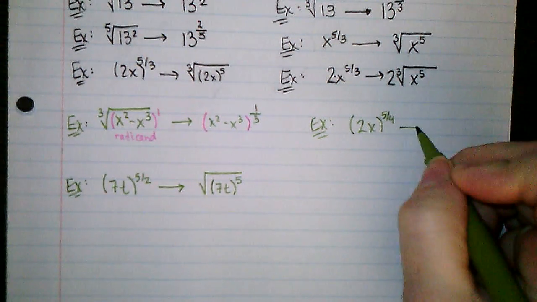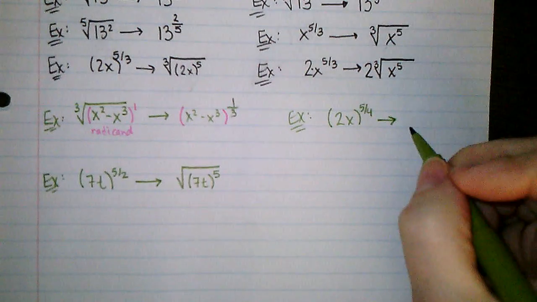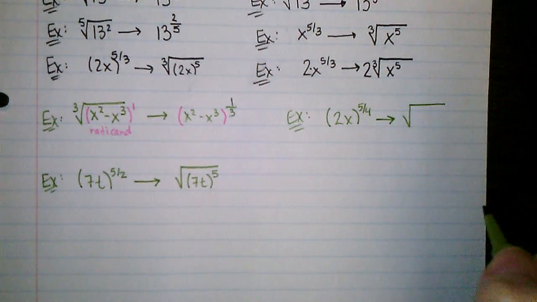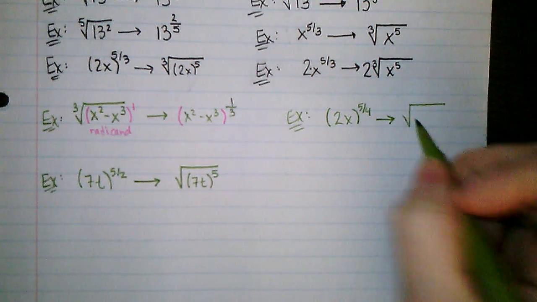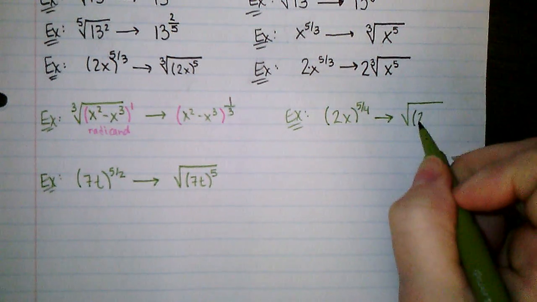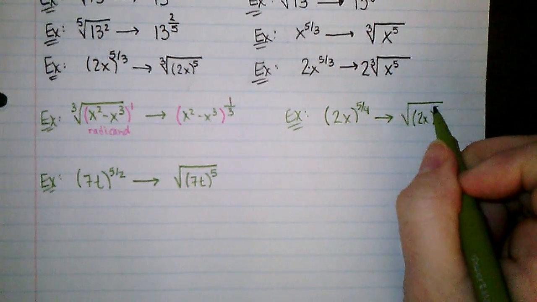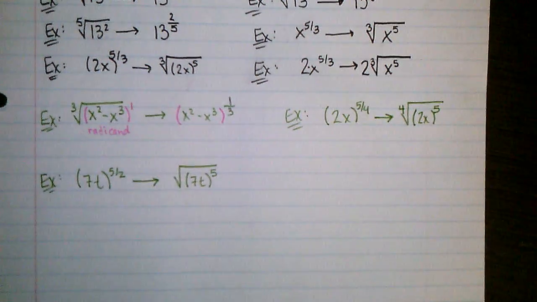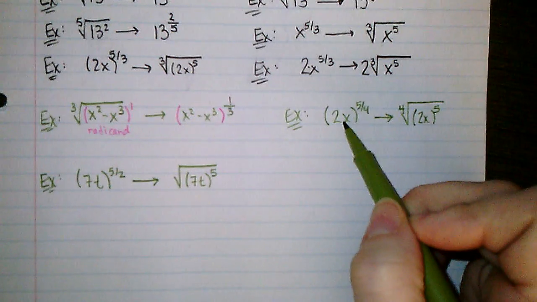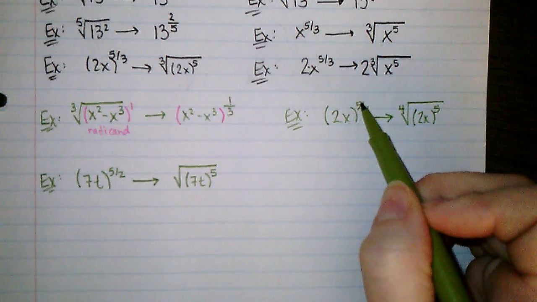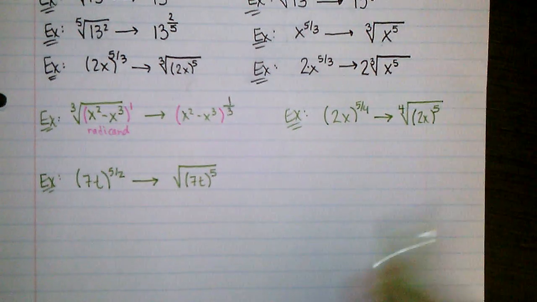Oh, this will be an easy one. Did you get it? The radicand is the 2x in parentheses, the power is 5, and the index is 4.